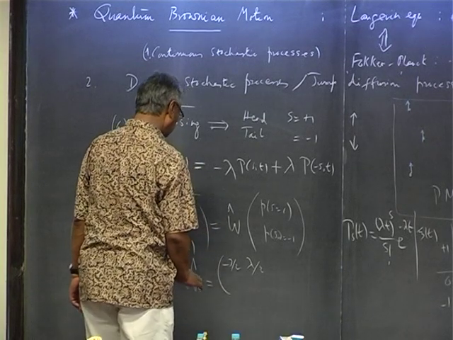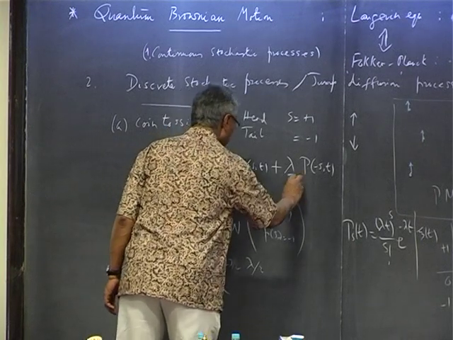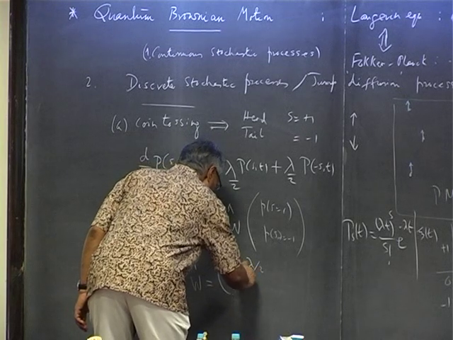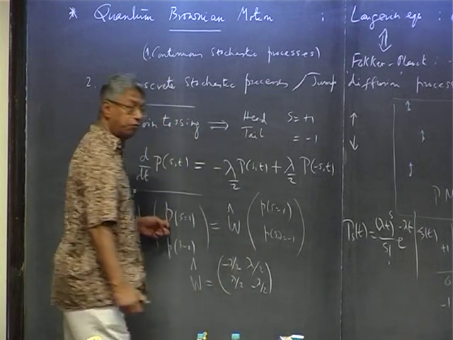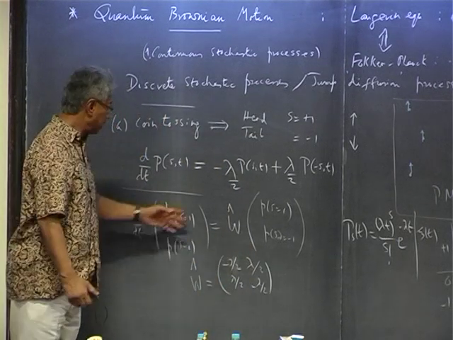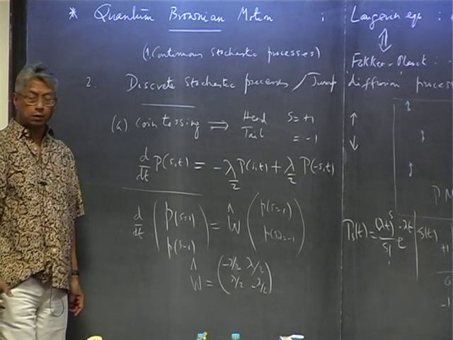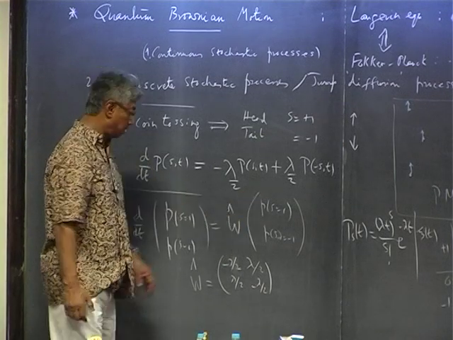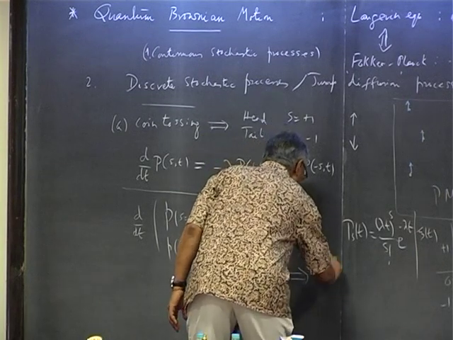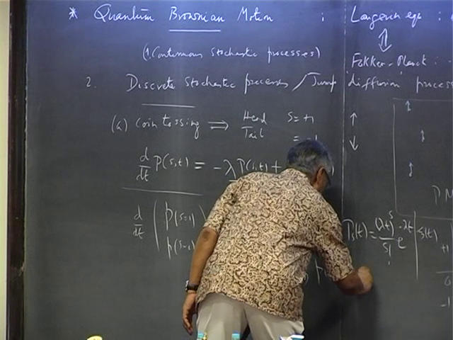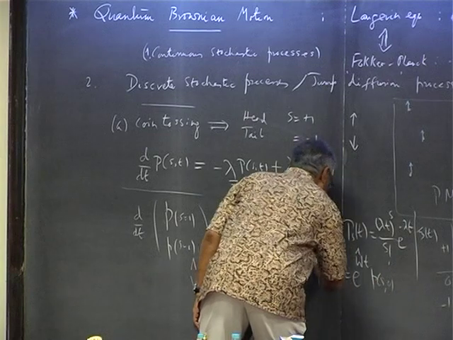I don't need it. So let me actually have a half here. So you can easily verify that with this 2 by 2 matrix, I get this rate equation. And if W is a constant matrix, then I have immediately a solution which says that P of S comma T is exponential W T of P S comma 0.